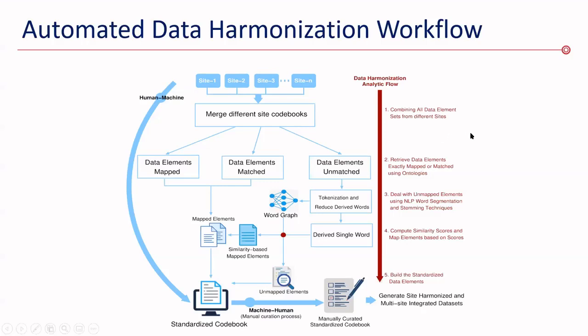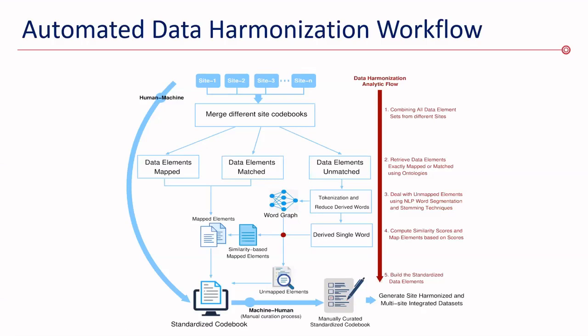So we start with combining all data element sets from different sites and then retrieve data elements exactly mapped or matched using ontologies. The ontology mapping process, I think Jay did talk about that yesterday. The ontology, the SCDO, is used to standardize the data elements, and in standardizing the data elements, you're able to do a matching or mapping of the data elements from the different sites.